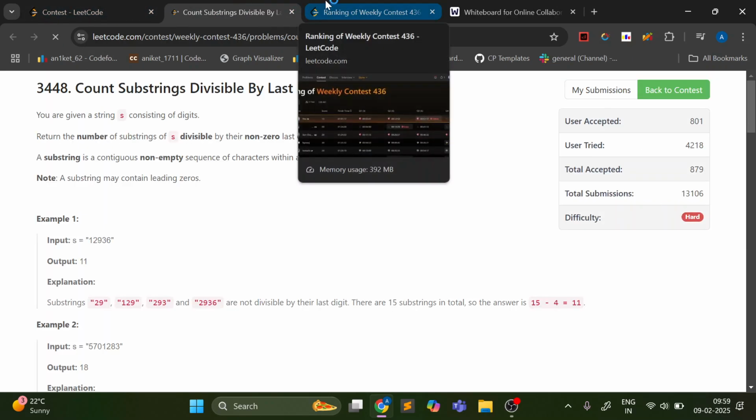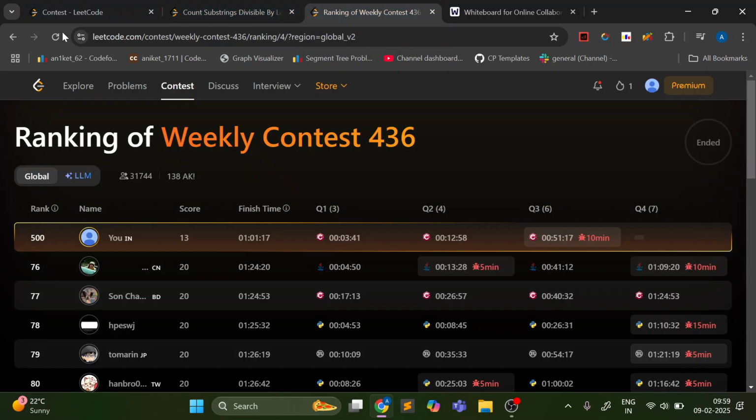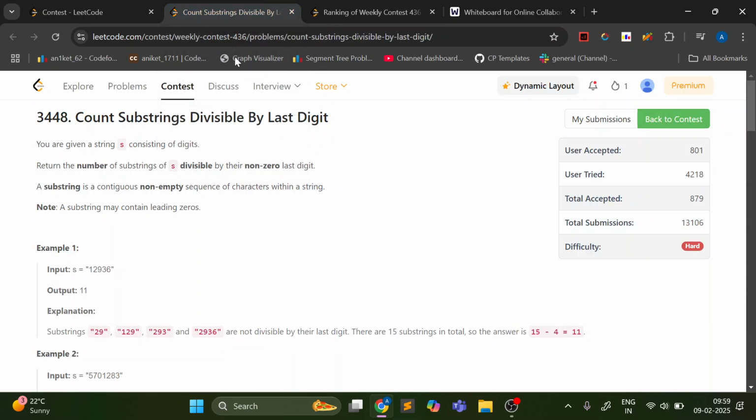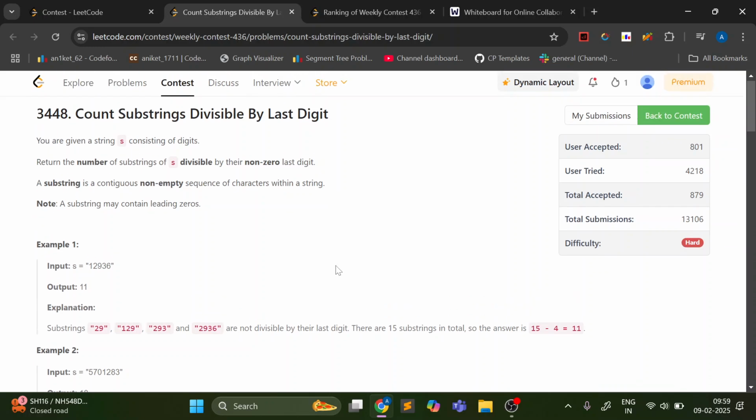Now moving to the third, I found this quite interesting. There might be two approaches to solve it. I will explain the approach which I used, but there is definitely a DP approach here. But I found the pre-computational greedy logic easier than DP. So here what we are given is a string consisting of digits, and what we need to return is the number of substrings of s such that they are divisible by their non-zero last digit.